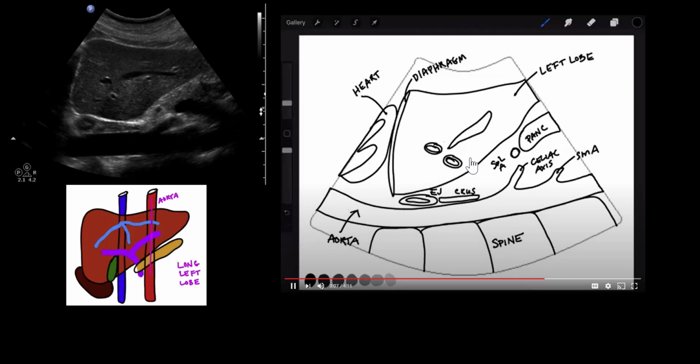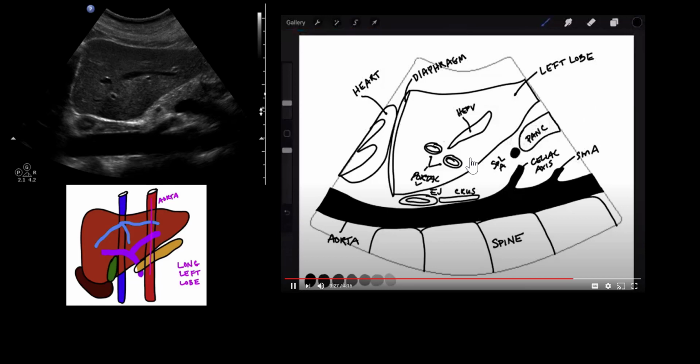Inside the liver, again, we will be able to see portions of the portal vein, which are demarcated by thick, bright white walls. And we'll also see portions of the hepatic veins, which typically have thinner and isoechoic walls.